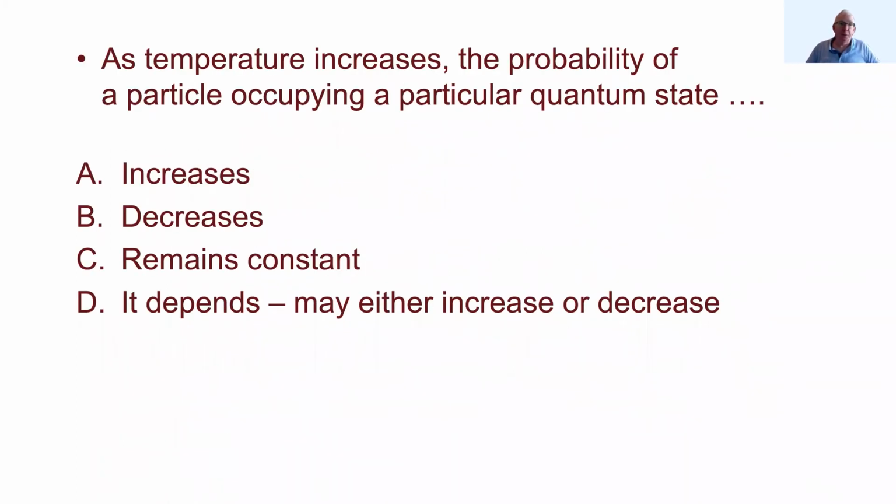First, a little bit of a pause. I again decided to leave in one of what would be clicker questions in the actual class. It says: as temperature increases, the probability of a particle occupying a particular quantum state, meaning just pick out one quantum state at random in the available list, increases, decreases, stays the same, or the last choice says it depends. It may increase or it may decrease. So take a moment and think about that.